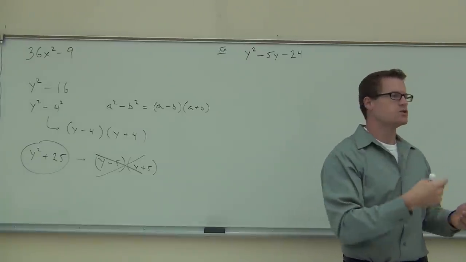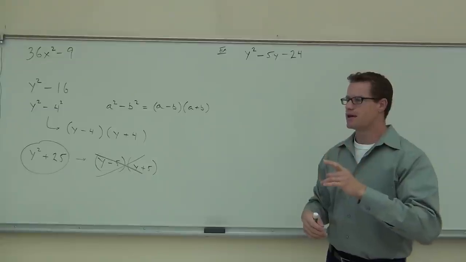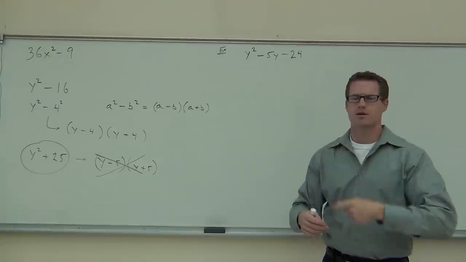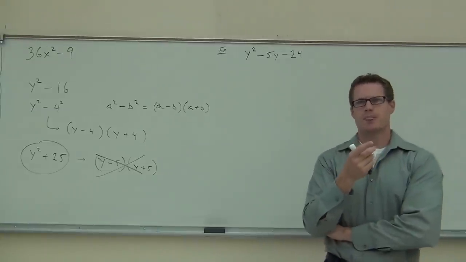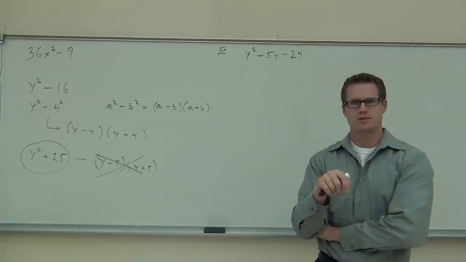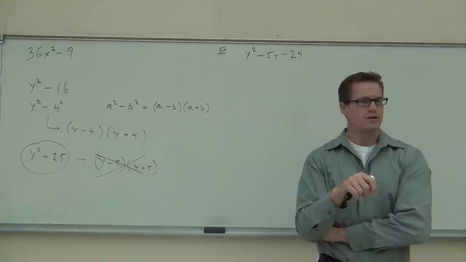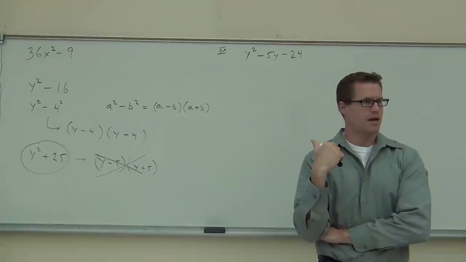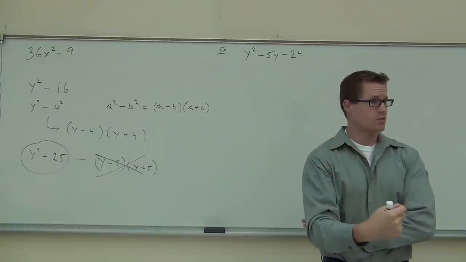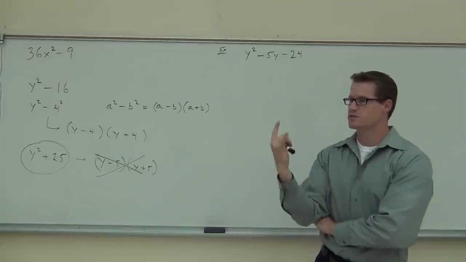Next thing I told you to do is you count the number of terms. Greatest common factor is first, but you count the number of terms after that. How many terms do we have again? Three. Okay. If we have three terms, could it possibly be a difference of squares, a difference of cubes, or a sum of cubes? What do you think? Well, how many terms did all those have? Two. Do we have two terms here? How many terms do we have? Three. So that means the difference of squares and the sum of cubes and the difference of cubes are all off the table. Those are things that have two terms.